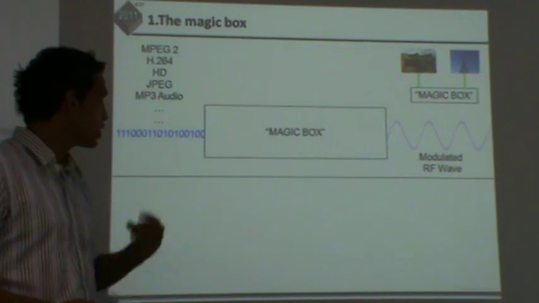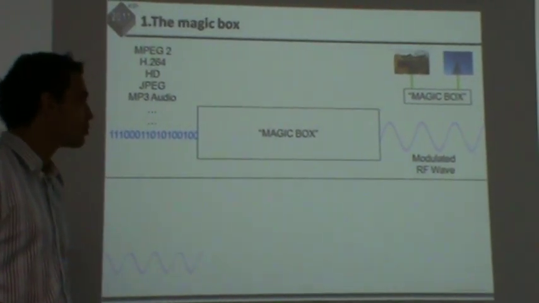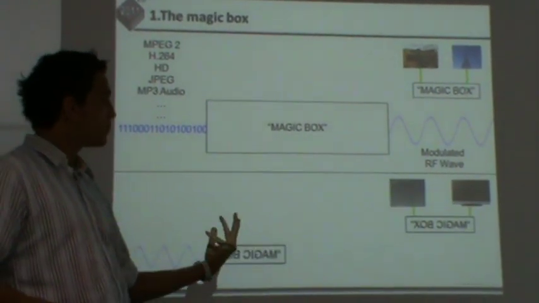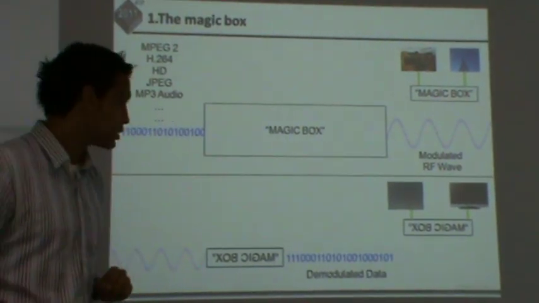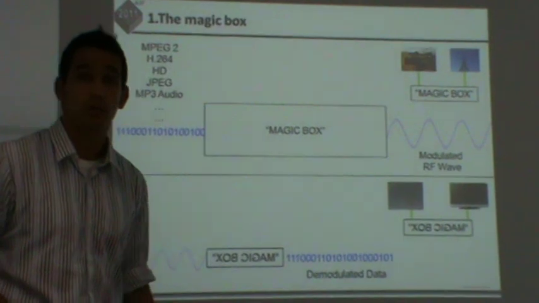And what happens when we receive it? We receive this modulated wave. It goes through our flipped round magic box, and then we hopefully get our demodulated data round. And we'll get these lovely ones and zeros.